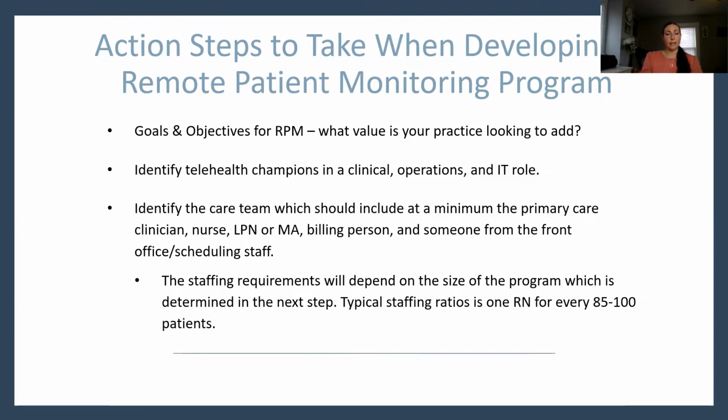Identifying telehealth champions in a clinical, operations, and IT role. Identifying the care team, which should include at a minimum the patient's primary care provider, a nurse, LPN or medical assistant, someone in billing, and someone from the front office or scheduling staff. These requirements will depend on the size of the program, which is determined in the next step. Typical staffing ratios is 1 nurse for every 85 to 100 patients.